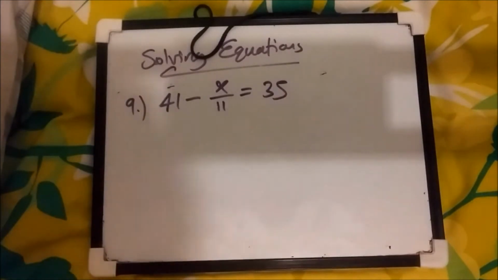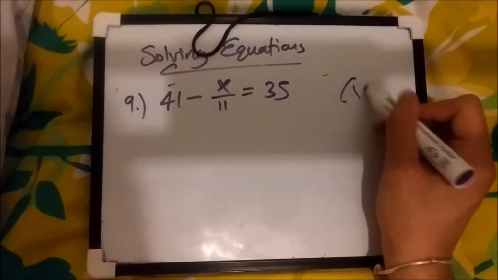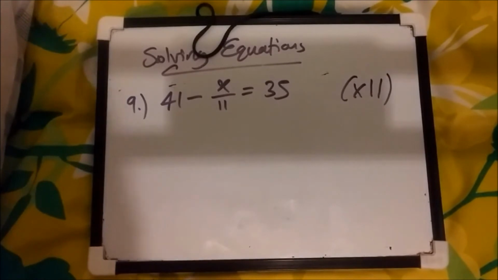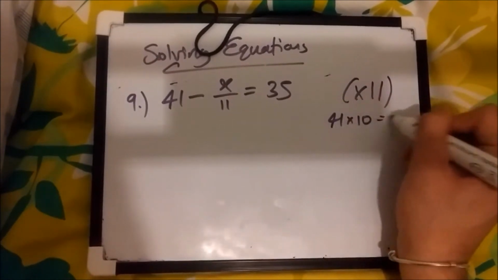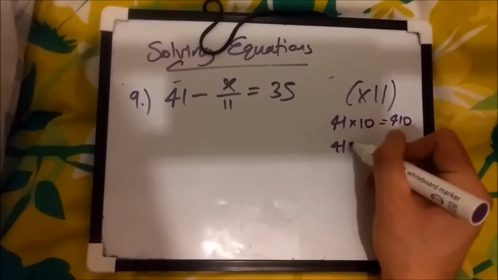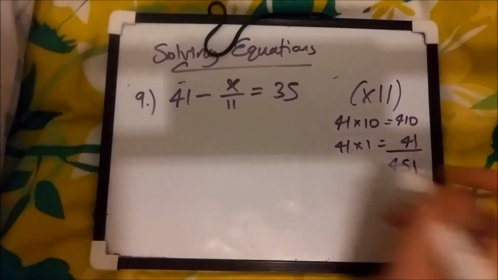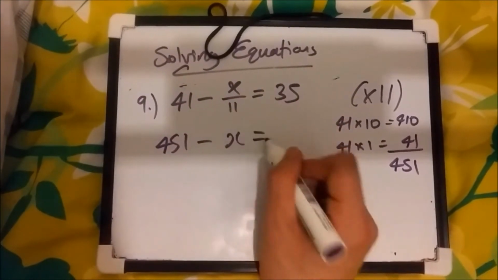Okay, challenging question now. So, the first thing you want to do, clear out the 11, so times everything by 11. So multiplying everything by 11, so 41 times 11. Oh god, so we know 41 times 10 is 410. 41 times 1 is 41. Adding them up, you're going to get 451. So 451. Of course, the whole purpose is to get rid of the 11.